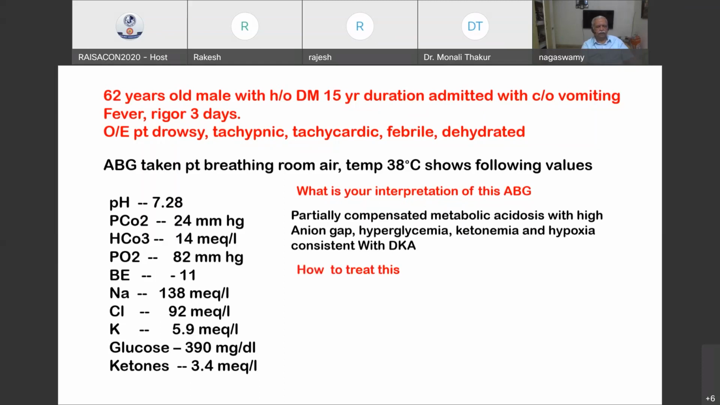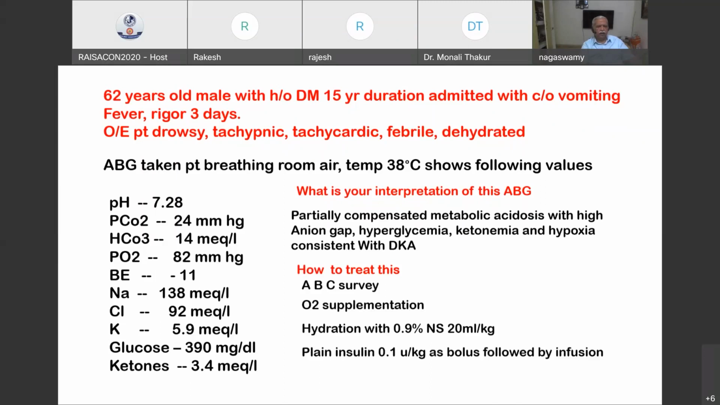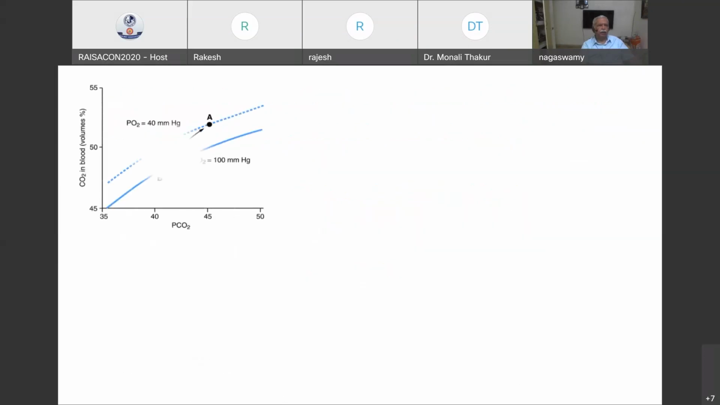How do you treat this? DKA treatment is a very common question. ABC survey, oxygen supplementation, hydration with normal saline, plain insulin to reduce hyperglycemia, check potassium from second hour and treat if that is going below 3.5. So what is shown here? Any idea?